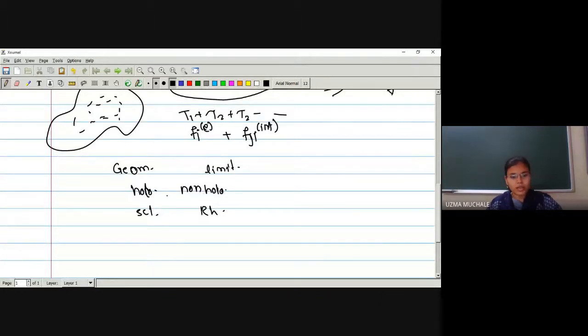Scleronomic means the constraint equations which do not involve t. And rheonomic means the constraint equations which involve the time t. Okay, many examples for this we have seen, and in the notes also I have written all the examples, right? After that, we have seen the degrees of freedom and generalized coordinate.